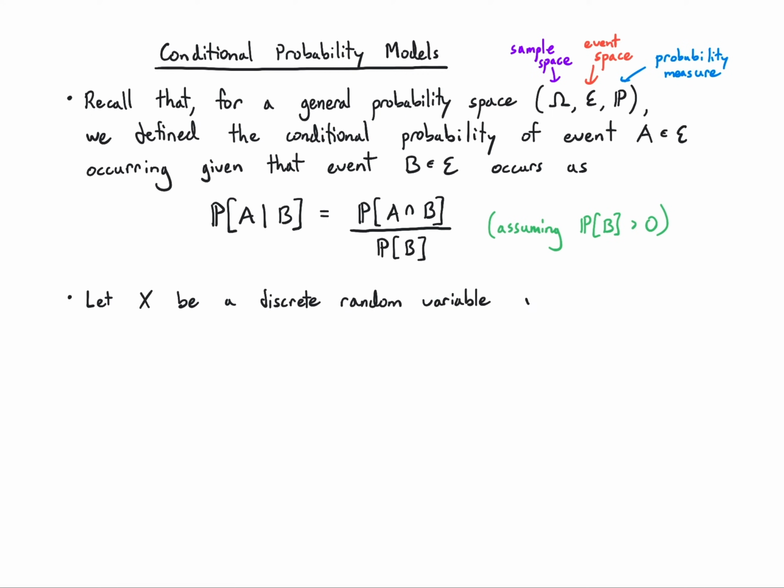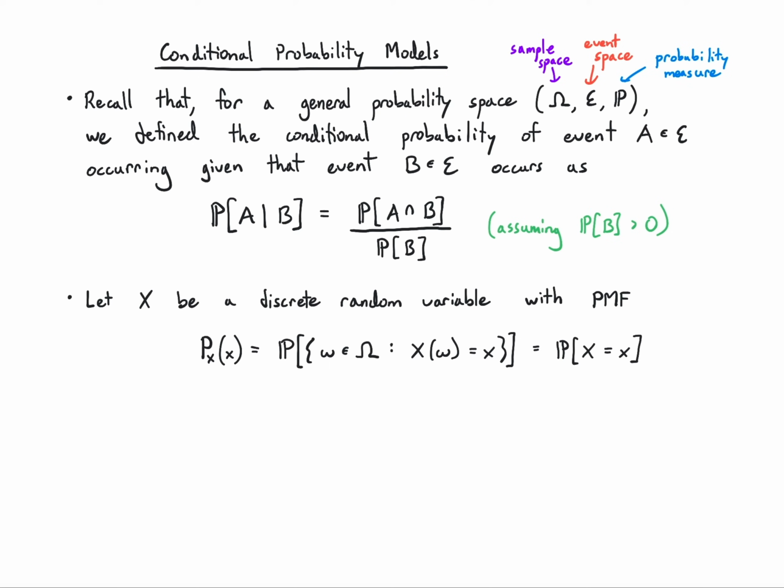And we also define the PMF for a discrete random variable X. The PMF is the probability of seeing an outcome that maps to a particular value little x in the context of the random variable. So those are two of the things that we've already defined.